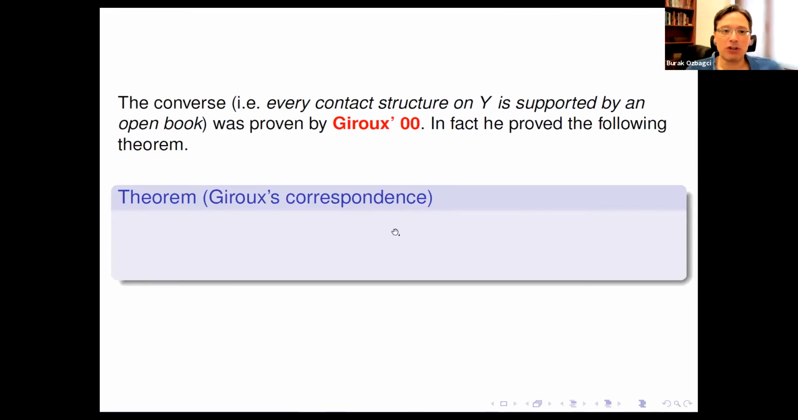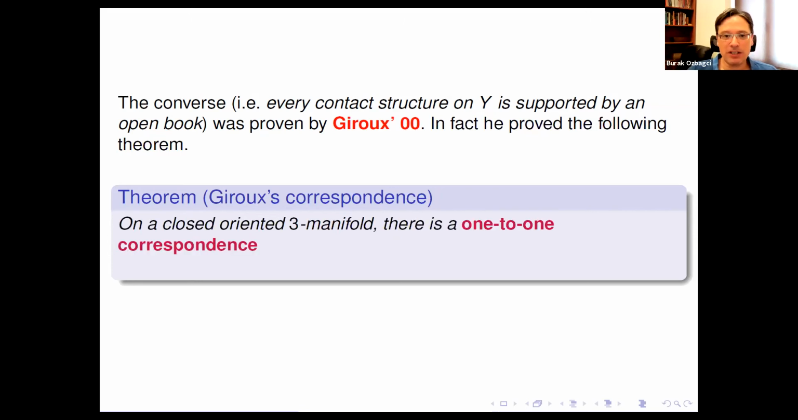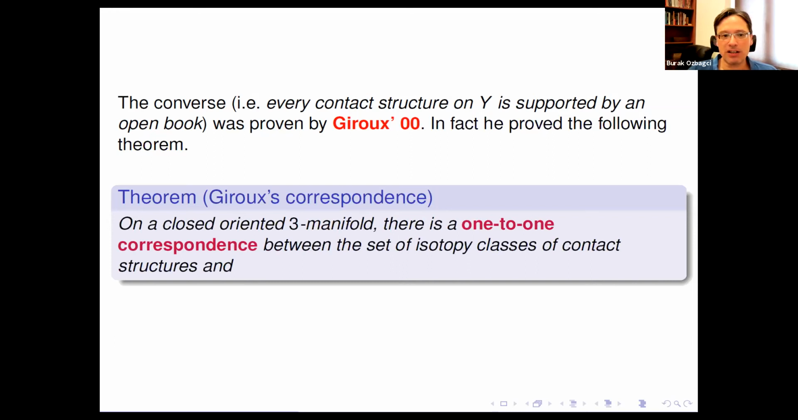He proved something called Giroux's correspondence, which says that on a closed oriented 3-manifold, there is a one-to-one correspondence between the set of isotopy classes of contact structures and the open books up to positive stabilization. So these equivalences on both sides, contact structures and open books, are natural equivalence classes, and they appear naturally in this correspondence.